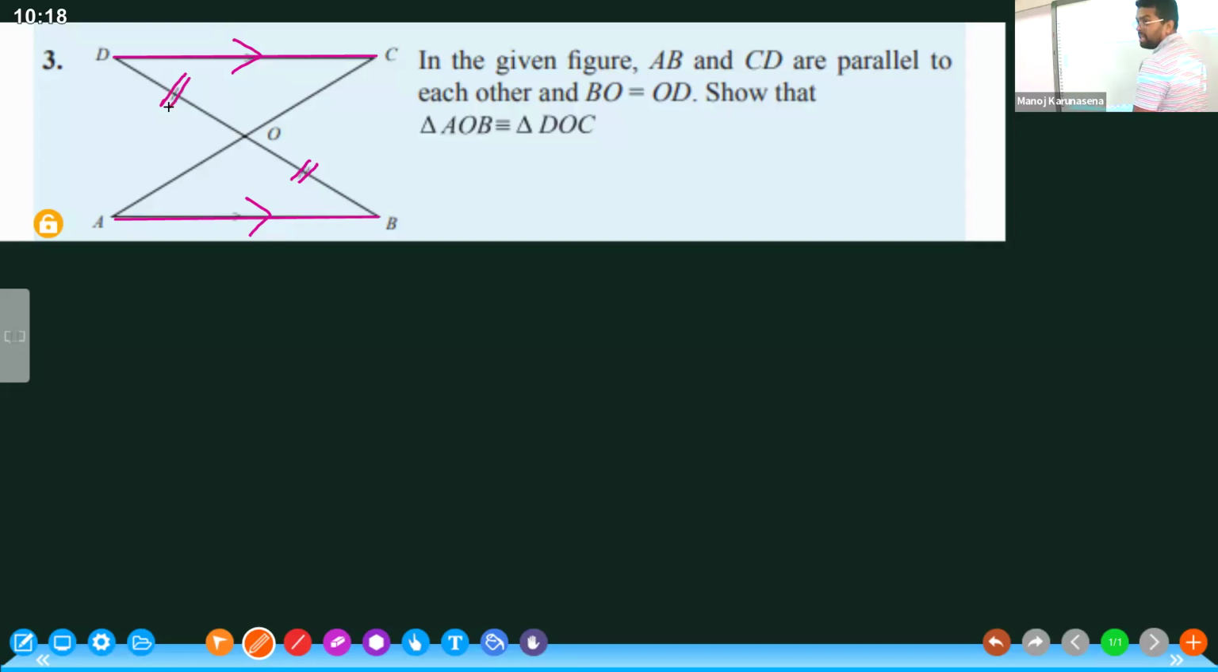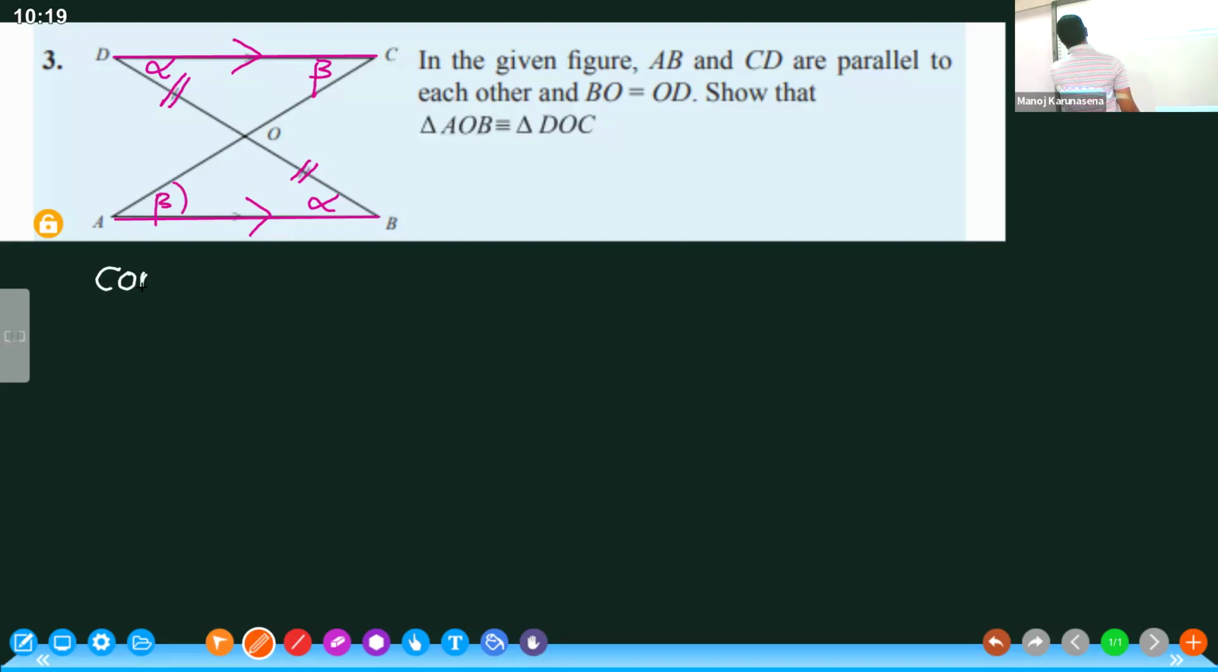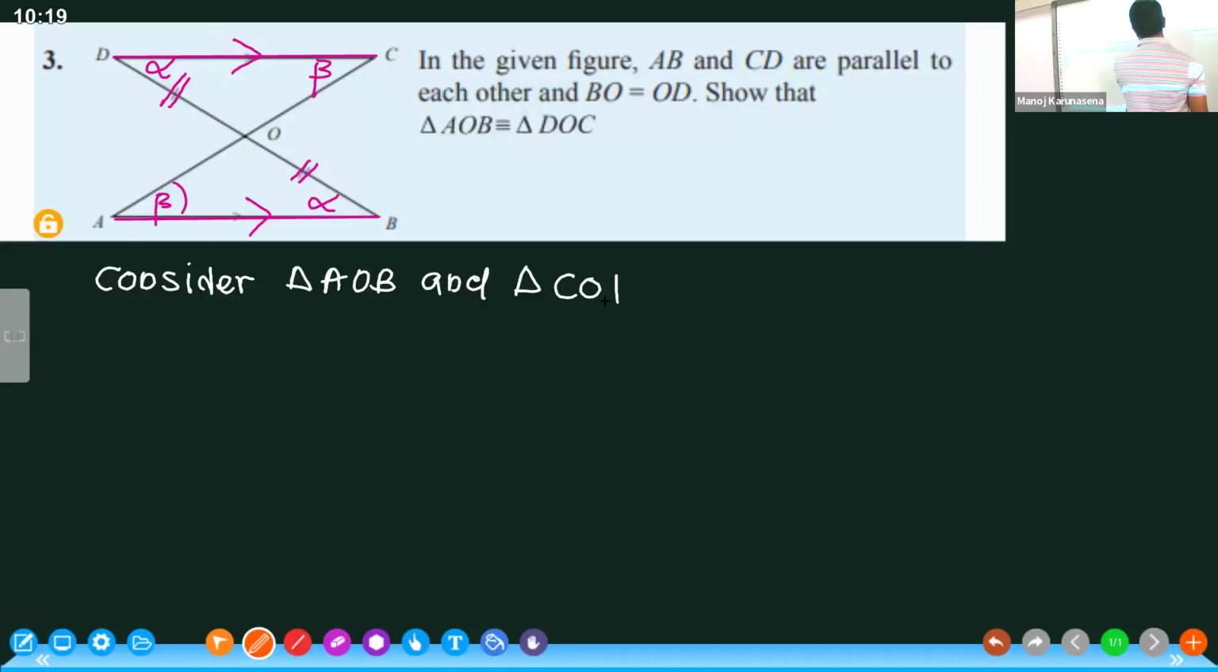Triangle congruent. If this angle is alpha, this angle is also alpha degrees in magnitude. Congruent or not? Angle, side. So how to write this? Consider triangle AOB and triangle COD.